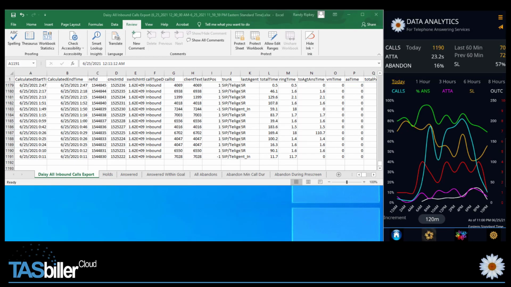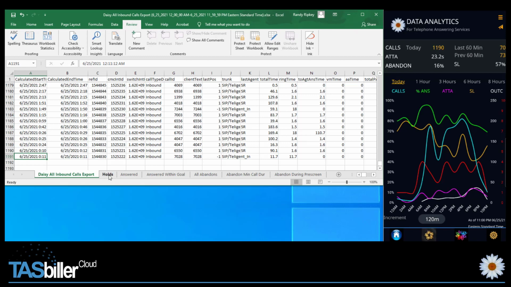Okay, so now we have a spreadsheet open, and this is the all call export from yesterday. So you can see that we have 1,190 calls that came in yesterday, and if you take out the header row, 1,190 inbound call records. From these, what I've done is taken out pieces of the data so we can look at them and compare the calculations with what you're seeing on Daisy, so you can see how they're arrived at.